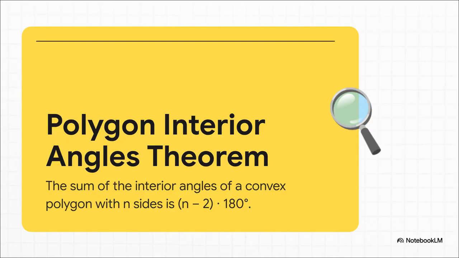And this leads us straight to something called the polygon interior angles theorem. Now, we all know every triangle has 180 degrees, right? So, to find the total degrees inside any polygon, we just take the number of triangles, which we now know is n minus 2, and multiply it by 180. We've just built a formula that works for any polygon out there.